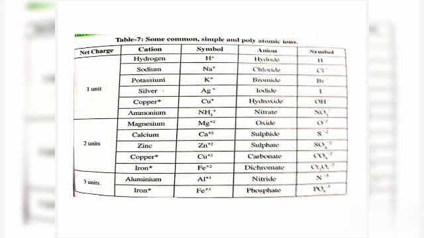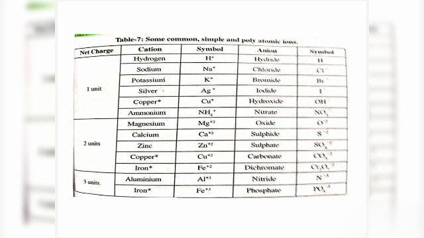Friends, in the previous class we discussed what an ion is. Now we will discuss some common simple and polyatomic ions. Hydrogen, symbol H+: if it gives up an electron, the H+ cation will form. If it takes an electron, H- with a negative symbol will come.